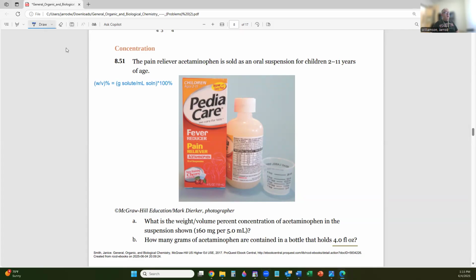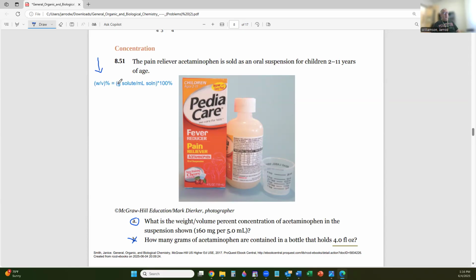Here I have typed for you: weight volume percent is grams of solute divided by milliliters of solution times 100%. And this says here, number or letter A. We're not going to do B. I'm not going to ask you something like that on the test. What is the weight volume percent concentration of acetaminophen in the suspension shown? And it says it's 160 milligrams per 5 milliliters.